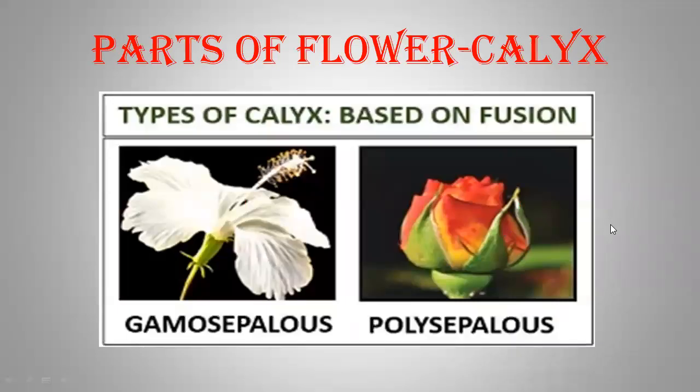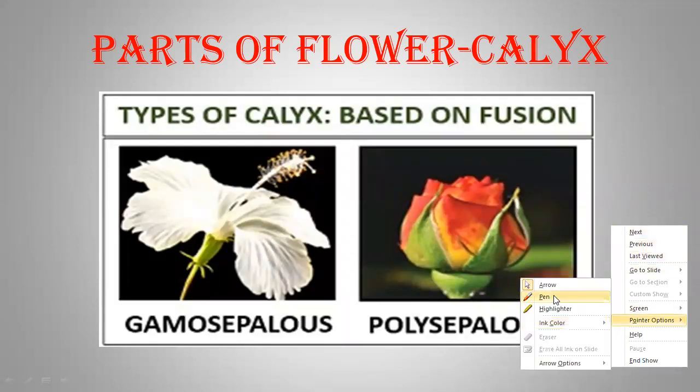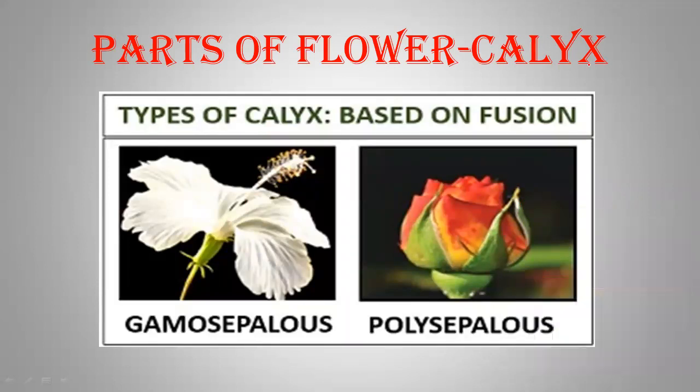First, we talk about calyx. What is calyx? Calyx is the outermost whorl of the flower. One unit of calyx is called a sepal and a group of sepals is called calyx. Calyx are these green leaves which protect the flower. If calyx or sepals are fused together, they are known as gamosepalous. And if sepals are free from each other, it is called polysepalous.